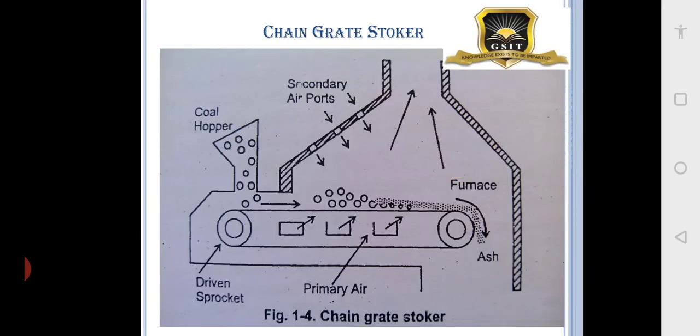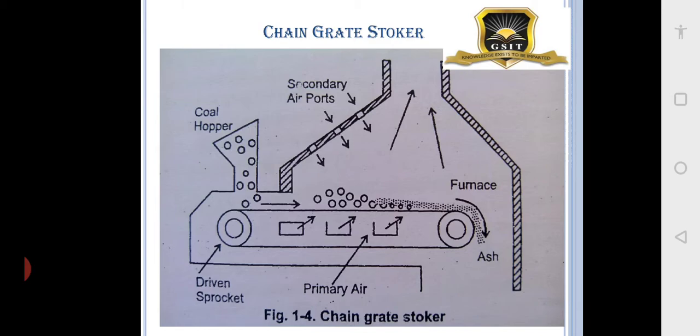This chain grate, earlier we have seen the picture of a chain grate, travelling grate stoker. Now you will see the chain grate stoker. This is a textbook picture. You can see on the left side the coal hopper is there, coal lumps fall down.